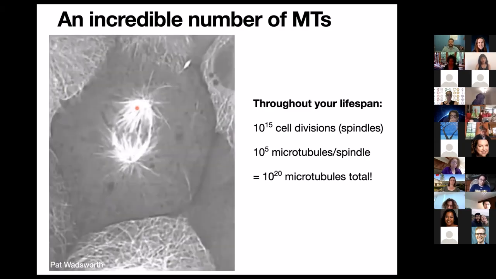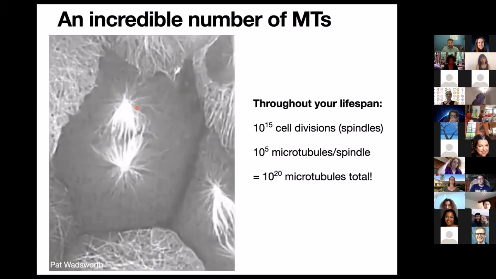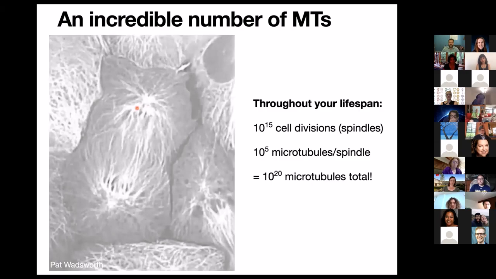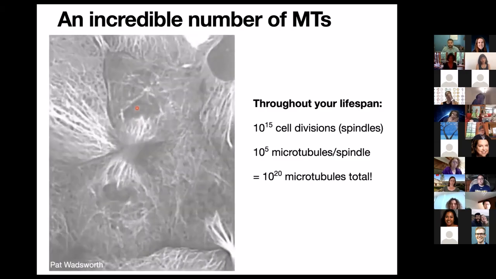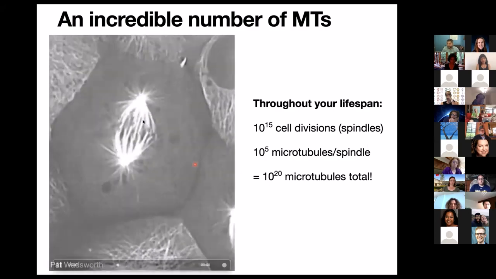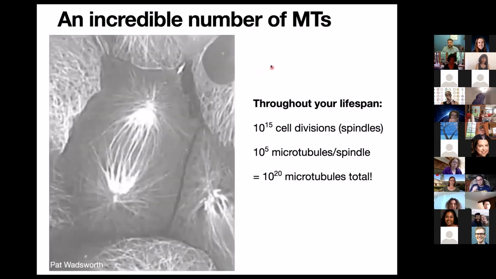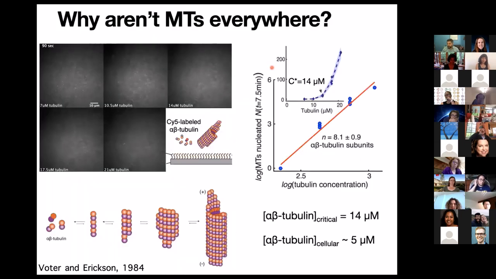Okay, and so you imagine, okay, then I just need a lot of tubulin. So I throw a crap ton of tubulin inside the cell, and it just makes lots of microtubules. But the problem with that, of course, is you don't want microtubules everywhere. You want them in specific places, like in this mitotic spindle or something like that. And so why don't microtubules polymerize everywhere? And the answer is that they have to nucleate first.